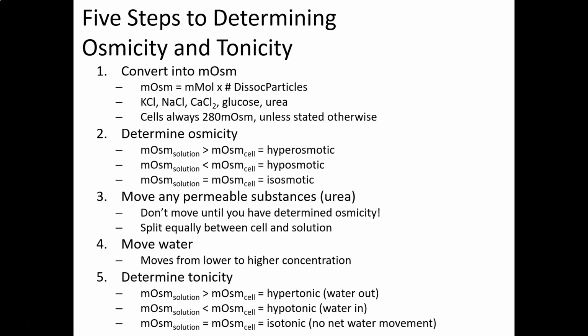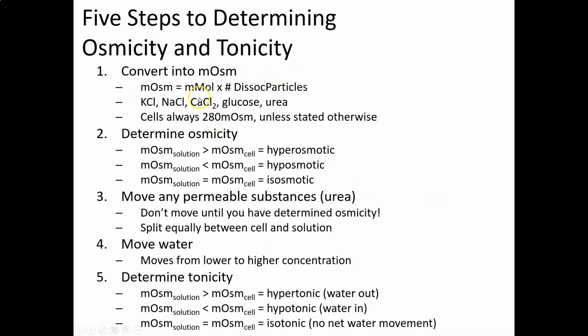There are 5 steps to determining osmolarity and tonicity. The first step is to make sure you convert everything to milliosmoles. All right, so convert to milliosmoles. You want to make sure you're in the same units. And to do that, again, you just use that formula, millimoles times the number of dissociable particles.